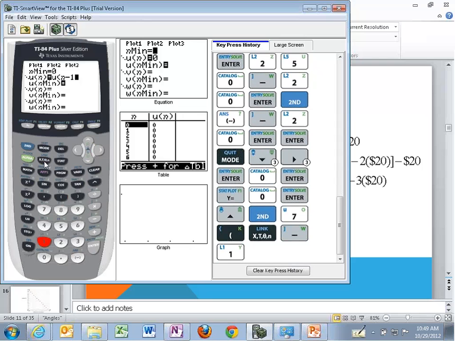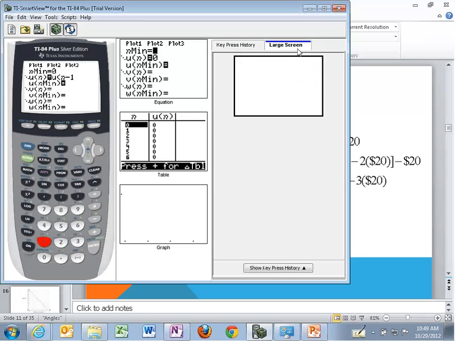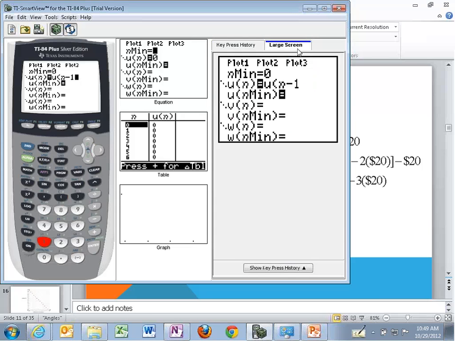So those of you who are in the room, don't look at the right-hand side. Look at the left-hand side. I think it'll be easier if you see what I'm typing. Let me clear this out here so you can just see the screen. There you go. So I'm going to do u of n minus 1. That n, again, is tied to the xt theta n key. And I close my parentheses. And that's like saying previous value minus 20.